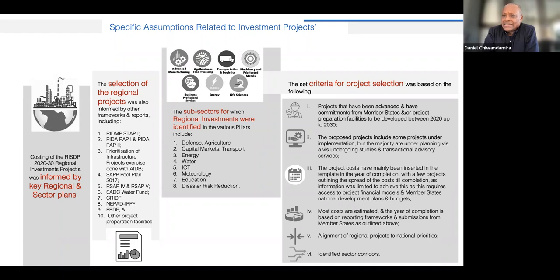But of course, understanding that in some cases there will be a lot of planning that will be undertaken as part of the costings for these projects. The cost estimates and the year of completion are based on the reporting frameworks and submissions that were coming in from the member states. And again, it was also assumed that these regional projects are aligned to national priorities and also the identified sector corridors.